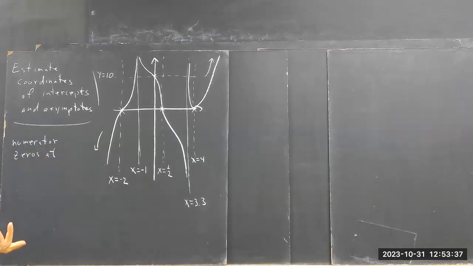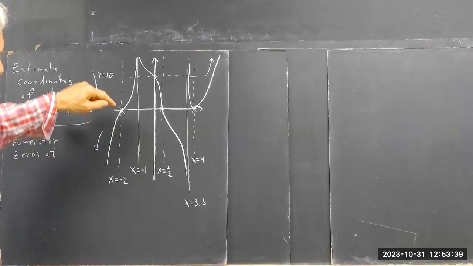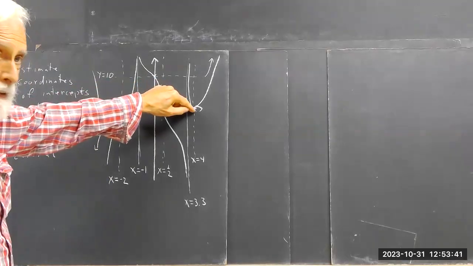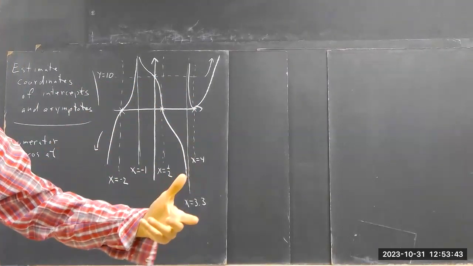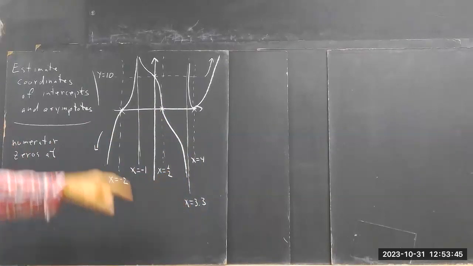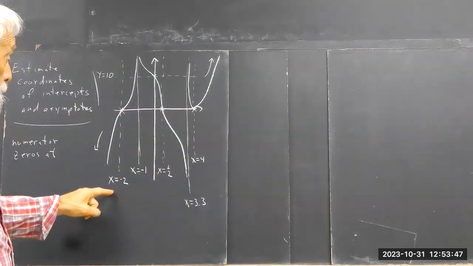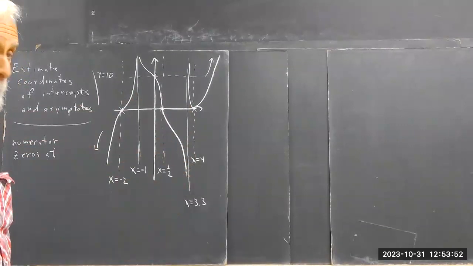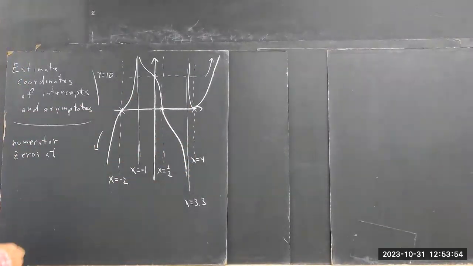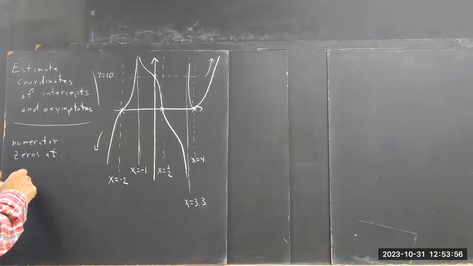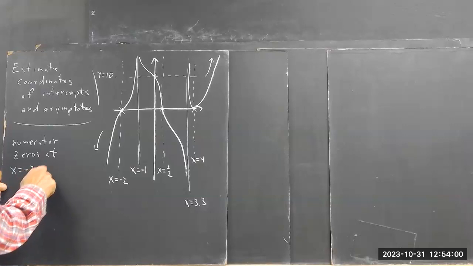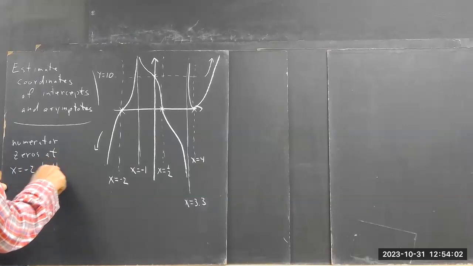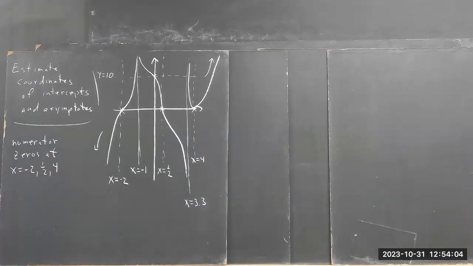Where the numerator's zeros, they're the zeros. If the numerator is 0, the whole thing is 0. The whole thing is 0 here, here, and here. At x equals -2, at x equals 1/2, and at x equals 4. Okay, so you have zeros at -2, 1/2, and 4.